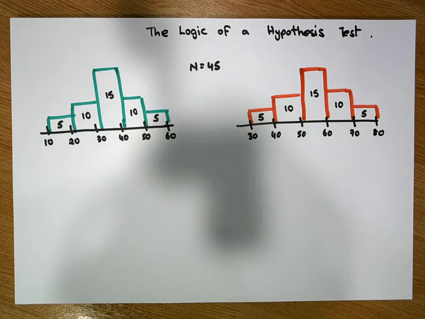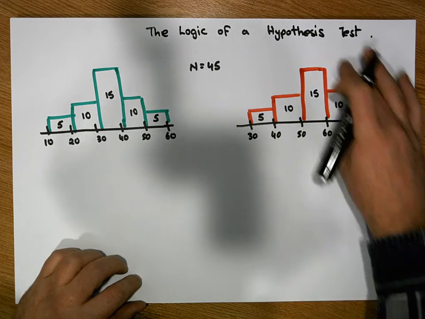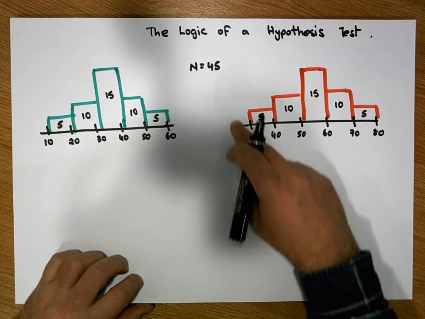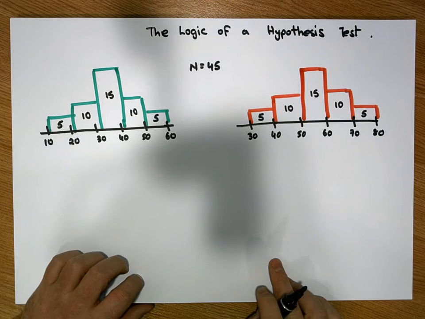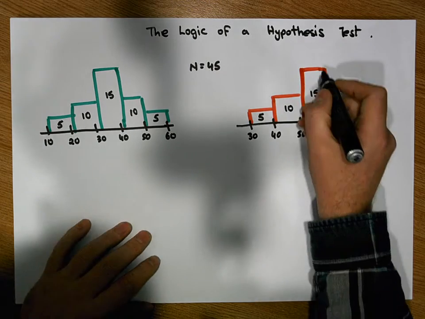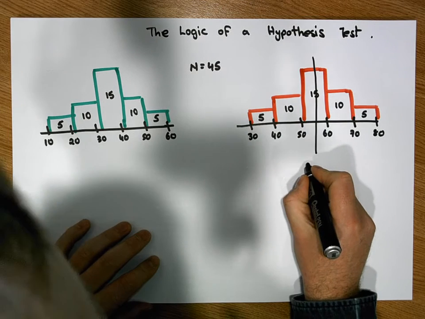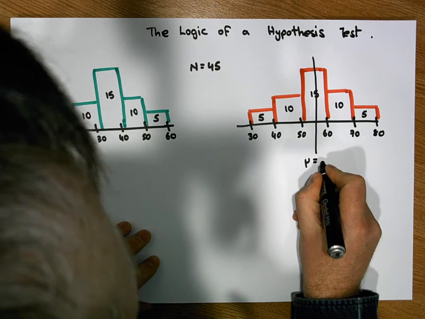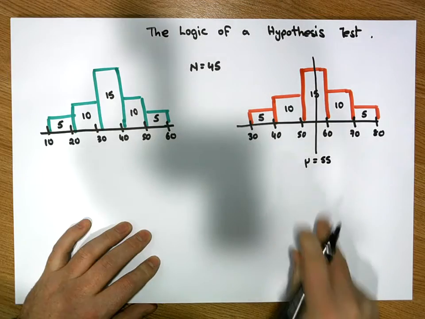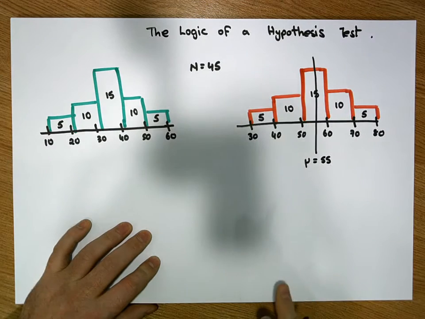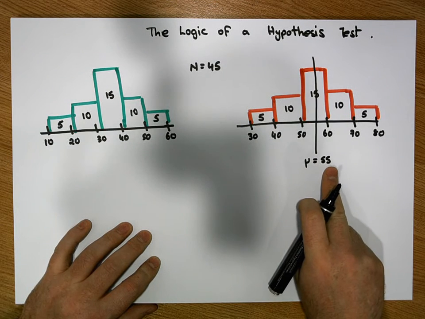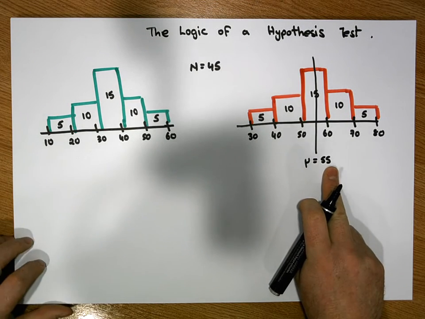Now I've set this up in a way that our distribution is symmetrical. Because it's a symmetrical distribution, what we know is that the mean of this distribution is down the center. So for this population, the mean is equal to 55. The average spend of these 45 students is 55 euros.